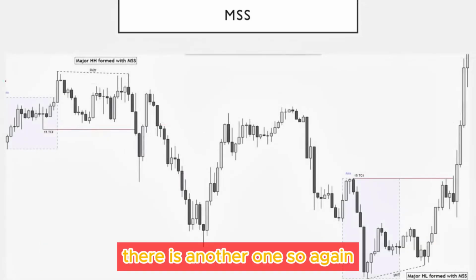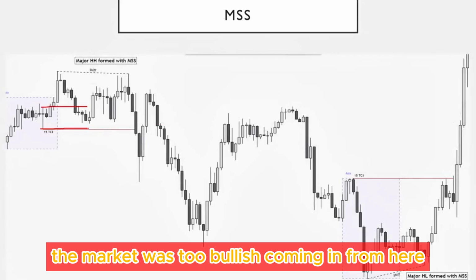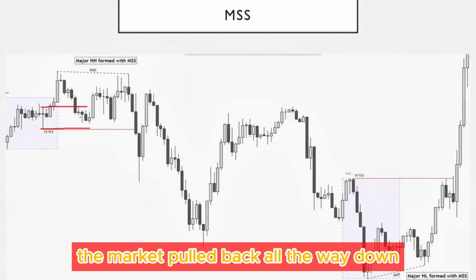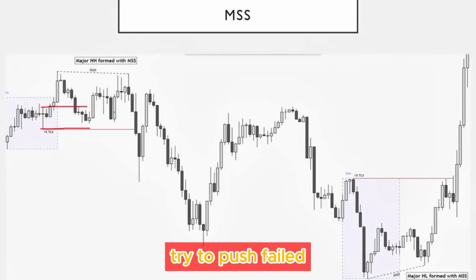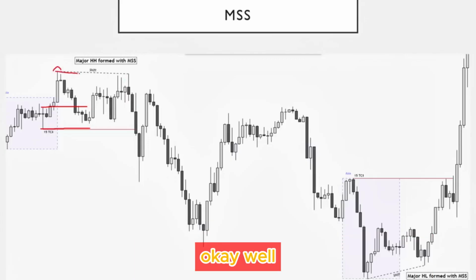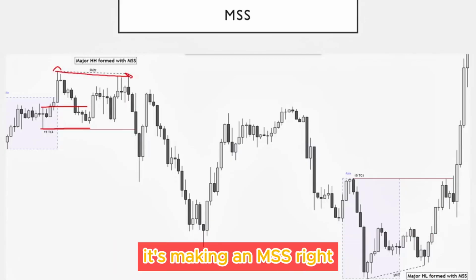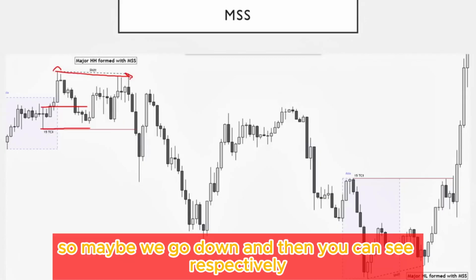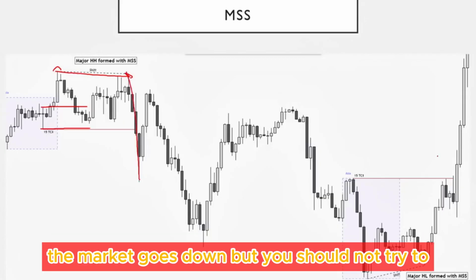There is another one. So again, the market was too bullish. Coming in from here, the market pulled back all the way down, tried to push, failed, and tried to push again and failed to take out the high. And then in this case, okay, well, it's failing to take out the high. It's making an MSS, right? So maybe we go down. And then you can see, respectively, the market goes down.